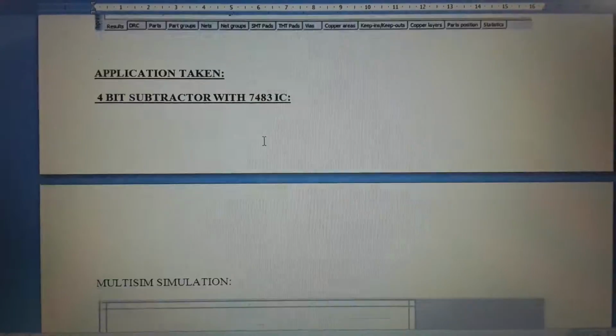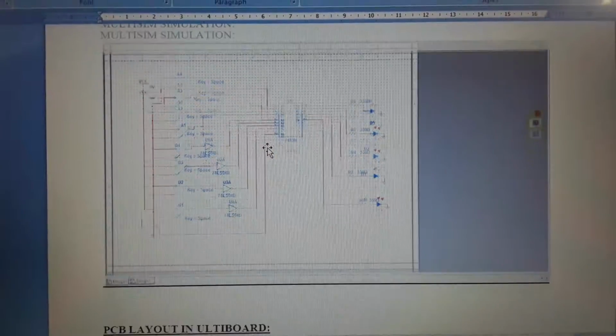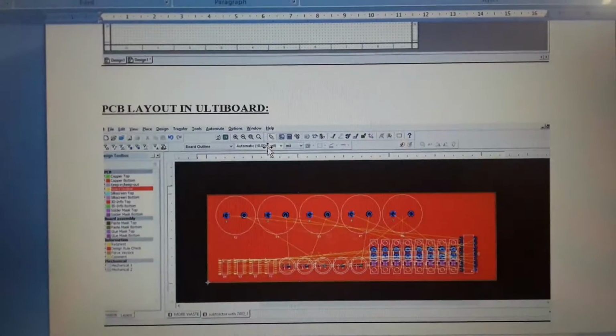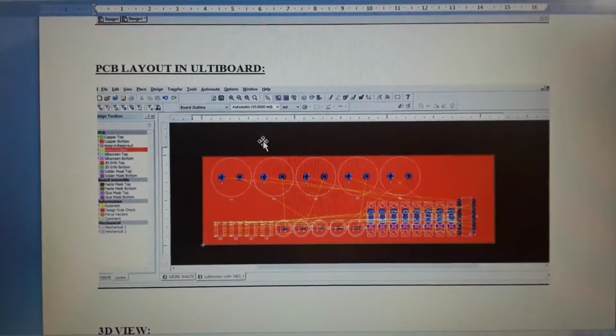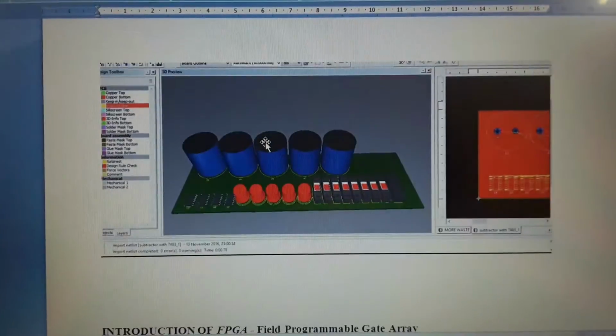The application for this IC I chose is a 4-bit subtractor. This is the circuit diagram for the 4-bit subtractor using 7483. This is the PCB layout in Altiboard and the 3D view.